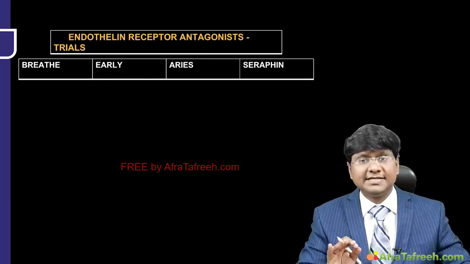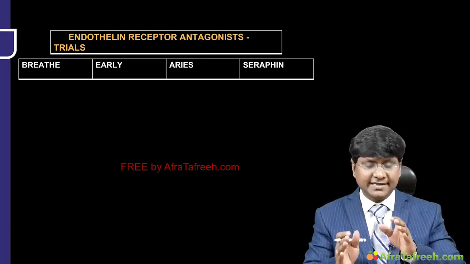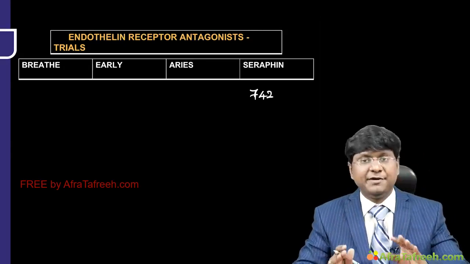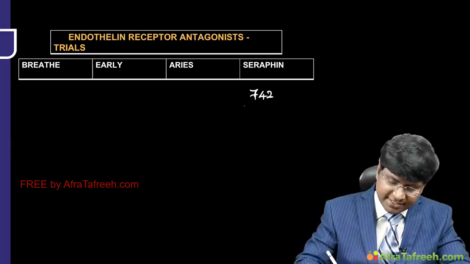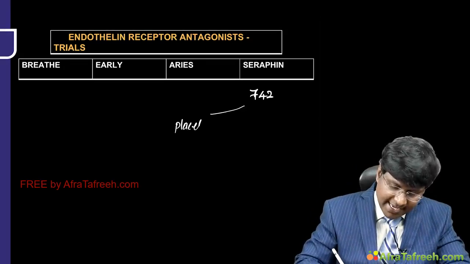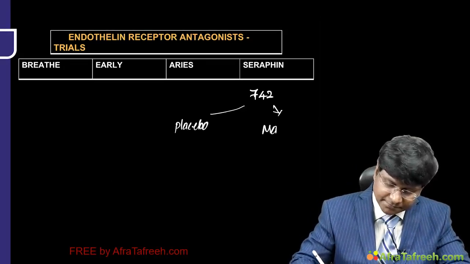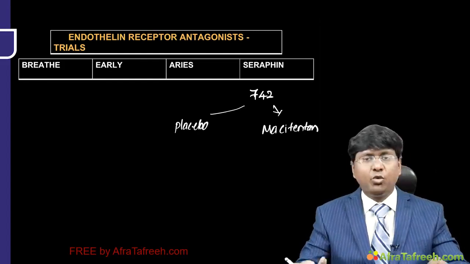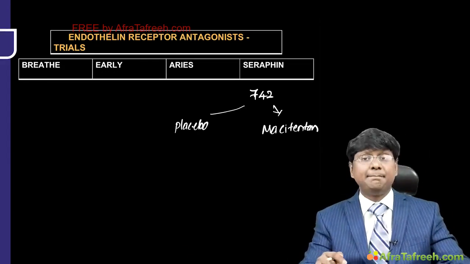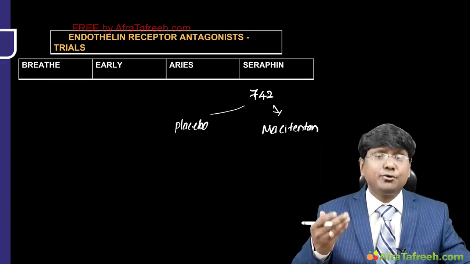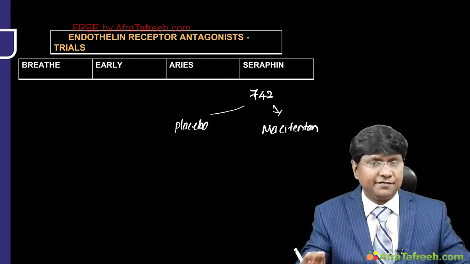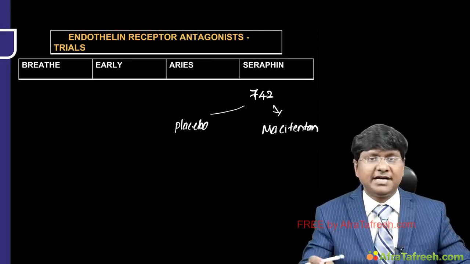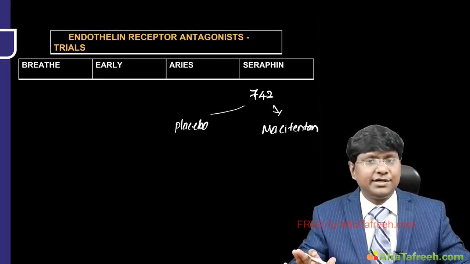Then coming to the SERAPHIN trial. In the SERAPHIN trial, they randomized almost 742 PAH patients. One group was taking placebo and the other group was taking macitentan. What this has shown, again the same thing: macitentan has improved efficacy. That means it improved the functional classification, improved 6-minute walk distance, and improved hemodynamics in patients with pulmonary arterial hypertension. So that is about endothelin receptor antagonists.